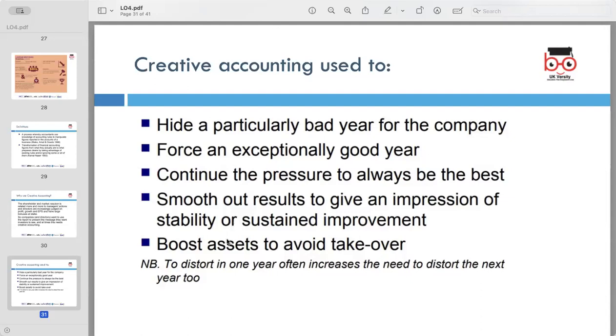Boost assets to avoid takeover. So basically, creative accounting may be used by employees to perpetuate the pressure to consistently outperform competition. So by smoothing out results to show quarterly stability or sustained improvement, companies can maintain their competitive edge in the market.